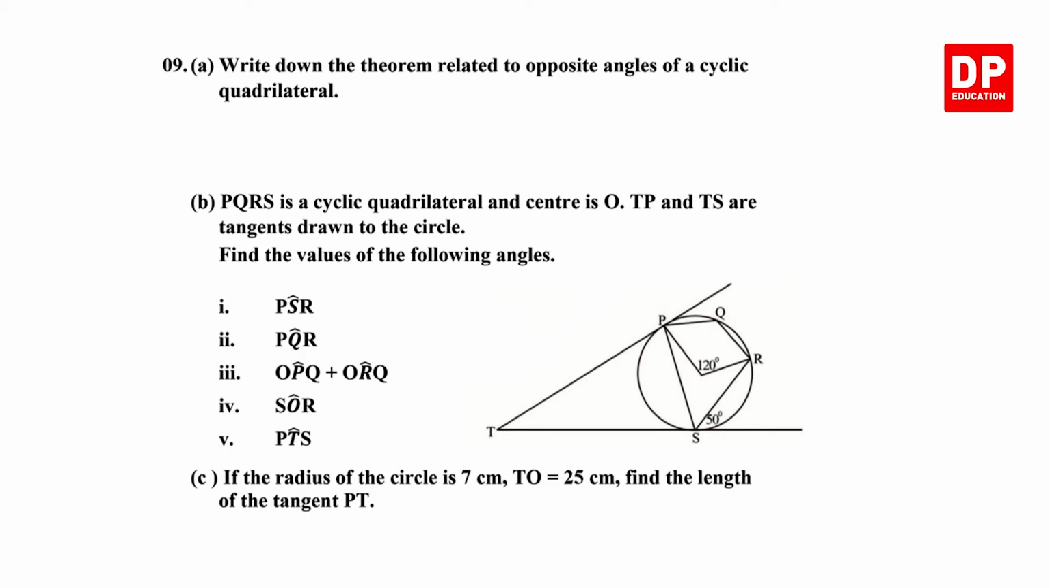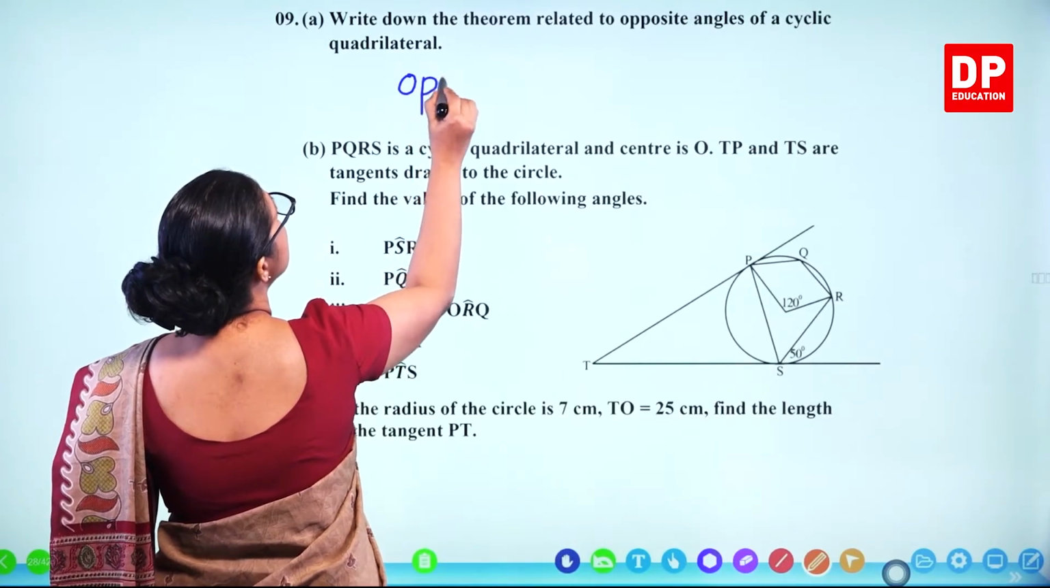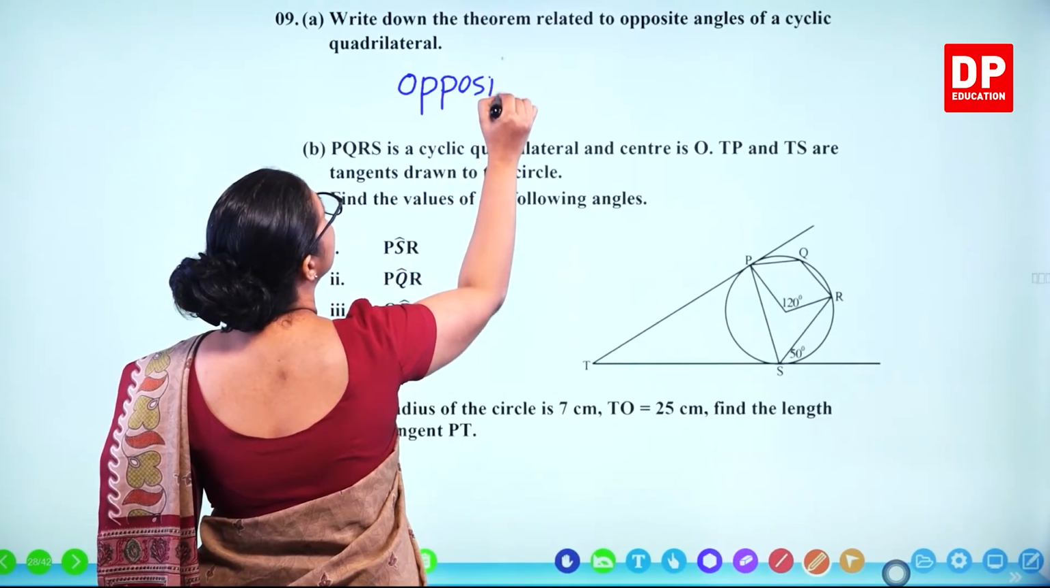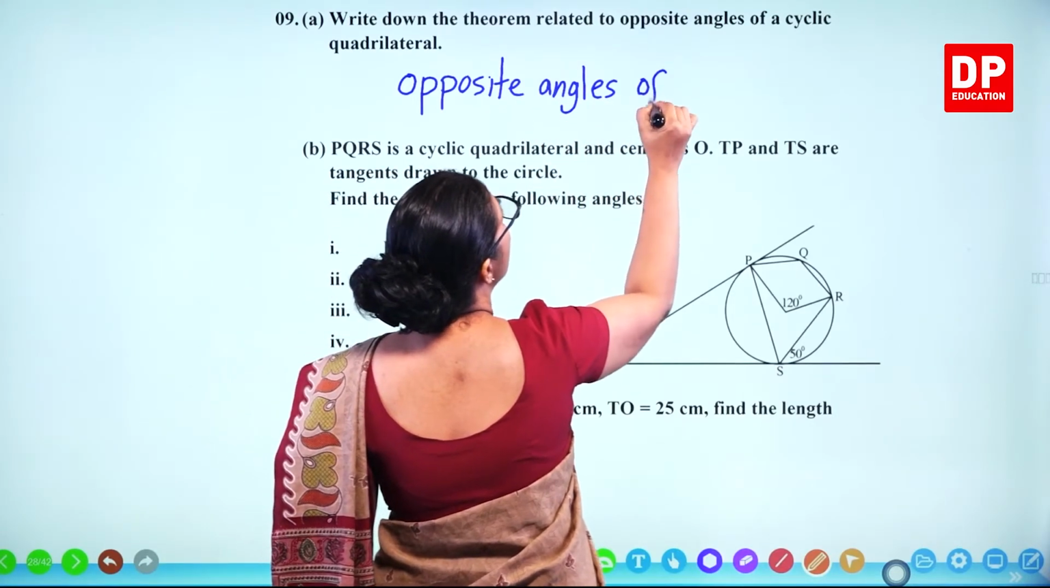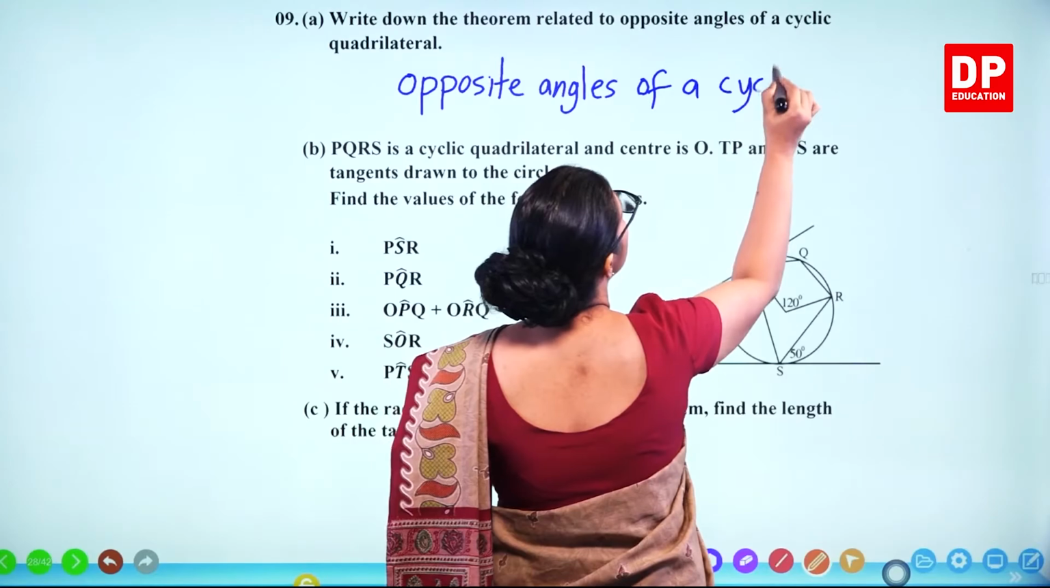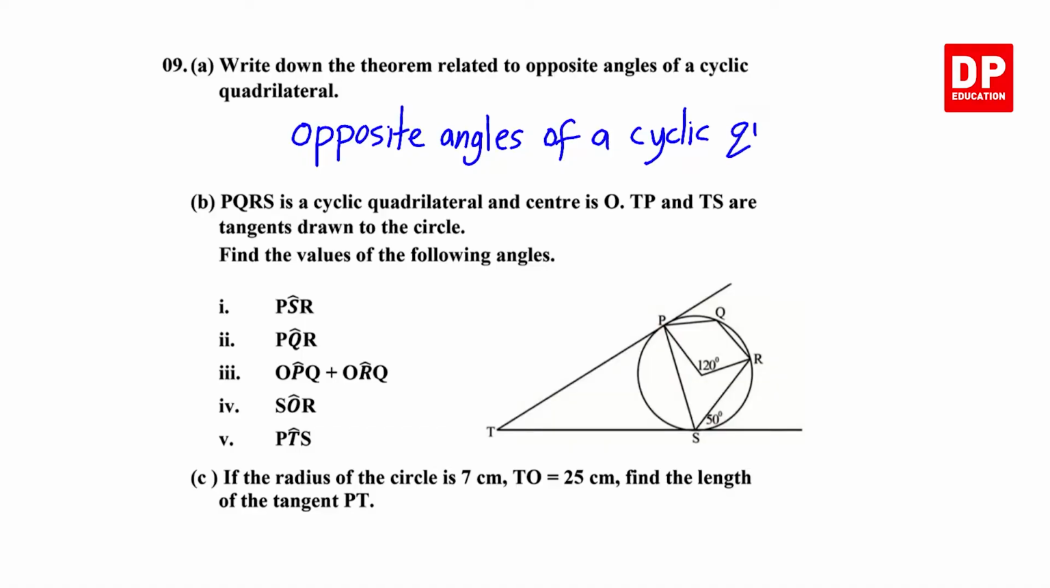So we can say opposite angles of a cyclic quadrilateral add up to 180.